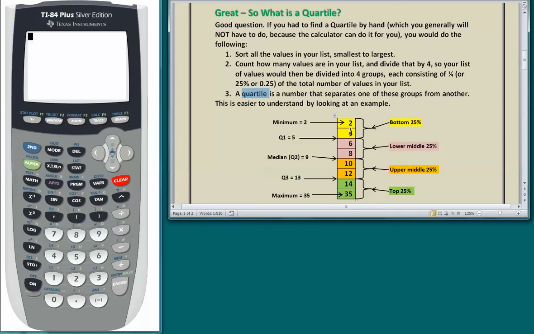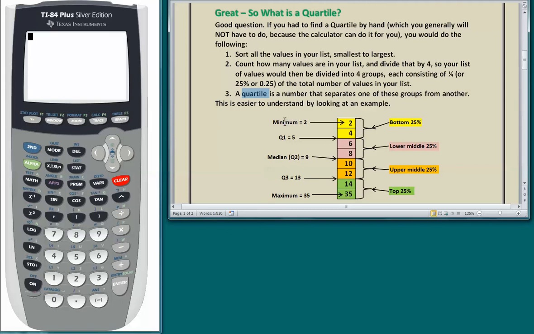So here you can see I have each group in a different color code. So these yellows here, 2 and 4, go together. They're the bottom 25%. 6 and 8 go together. They're what I call the lower middle 25%. 10 and 12 go together. I call them the upper middle 25%. And 14 and 35 go together. They are the top 25%. A quartile is a number that separates one of these groups from another.